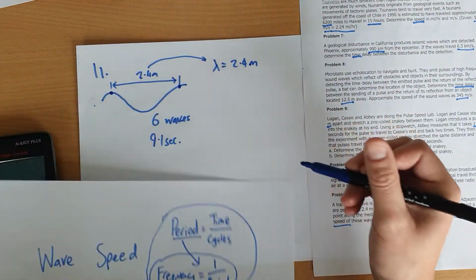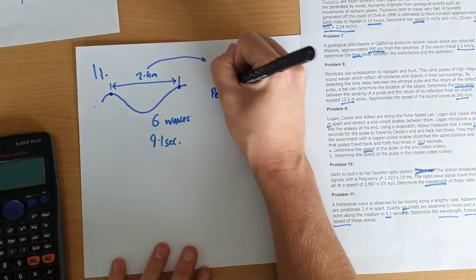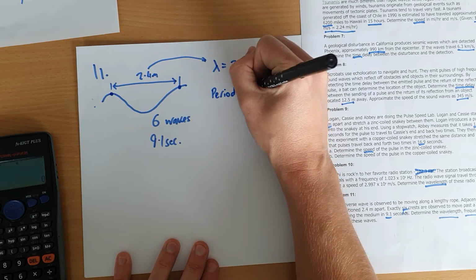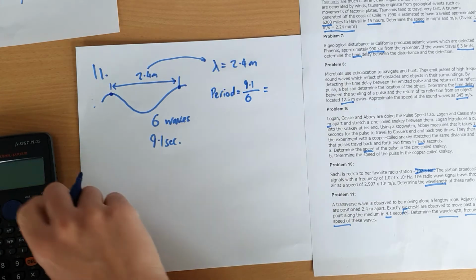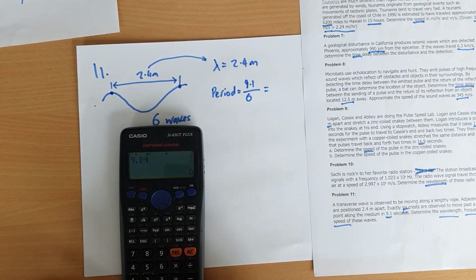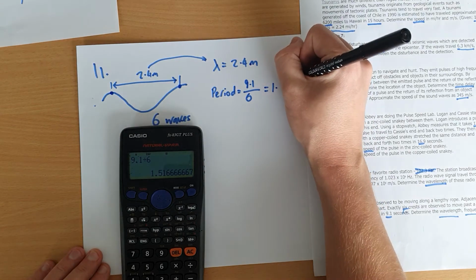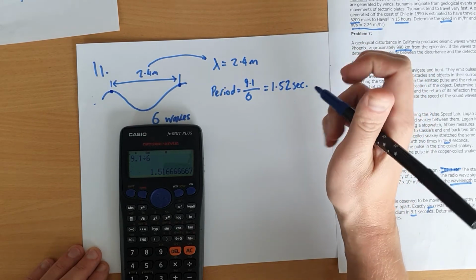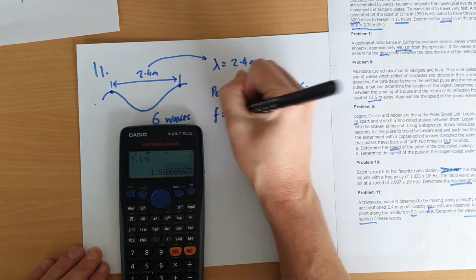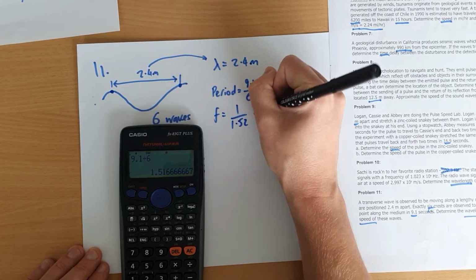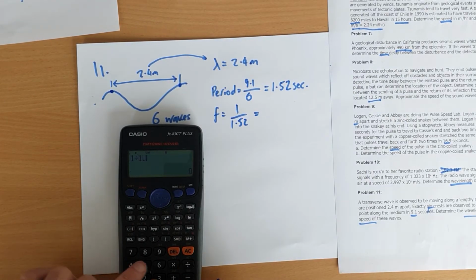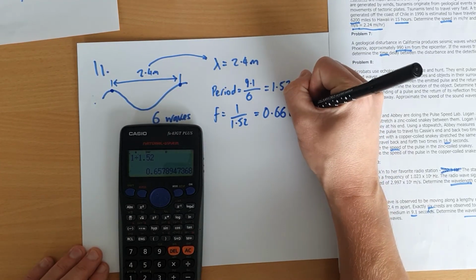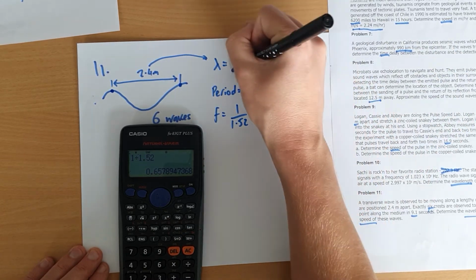So firstly, let's work out the period of the wave. The period is going to be equal to the time, which is 9.1, divided by the number of cycles, which is 6. So again, we get our calculator and we calculate that to 1.52, which is rounded. That is the time period for one wave, and then the frequency is 1 over 1.52, which is 0.66 hertz rounded.